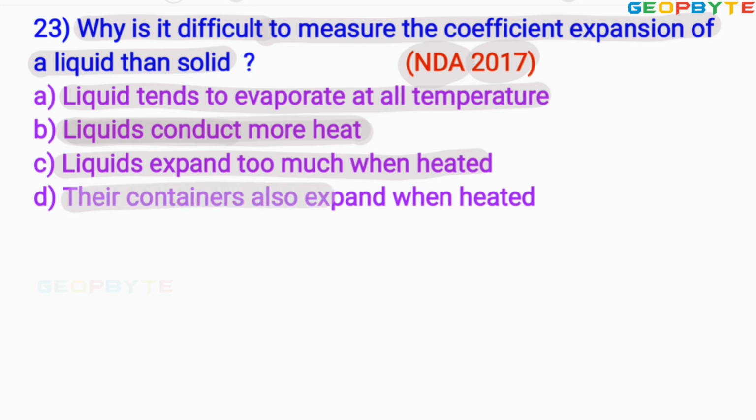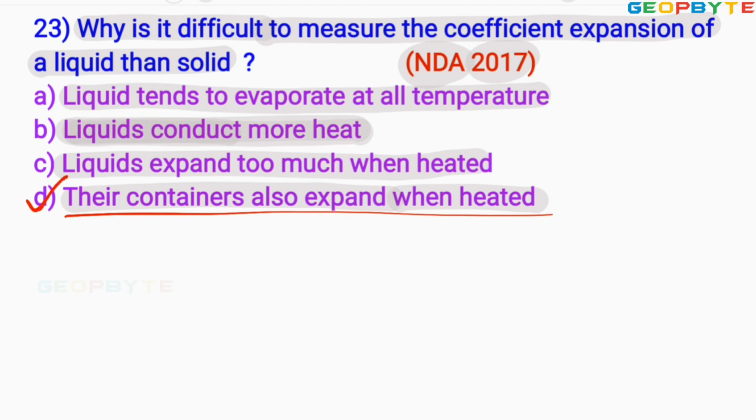Their container also expands when heated. Yes. For heating the liquid, we need to place the liquid in the container. By the time the container is heated, the water is rising in temperature. Therefore, the container and water both are expanding. That is the practical reason we are unable to measure the exact coefficient of expansion of the liquid. So therefore, option D is absolutely correct.